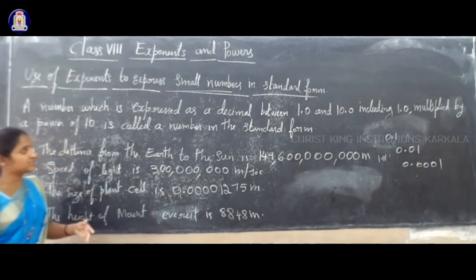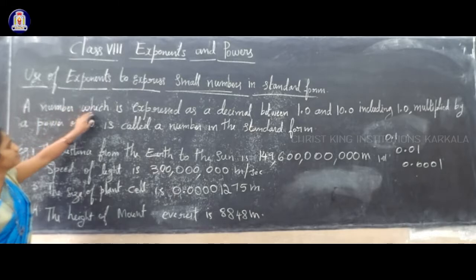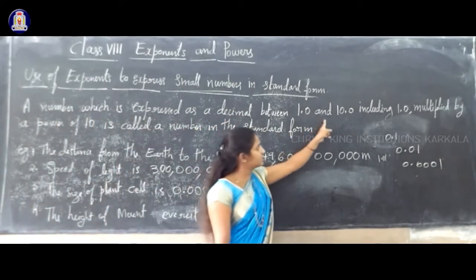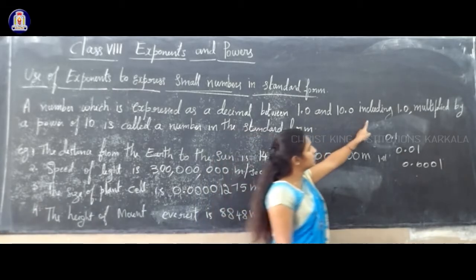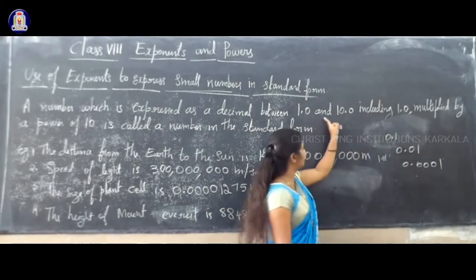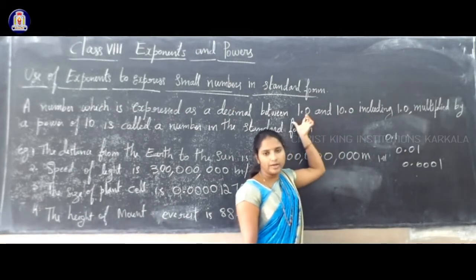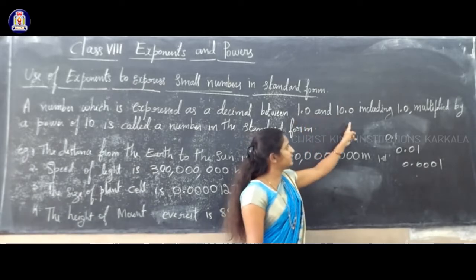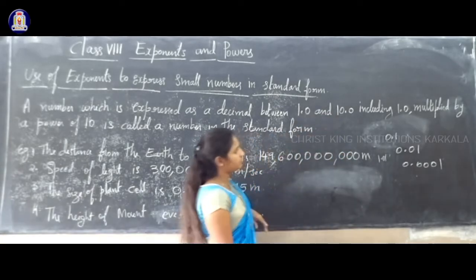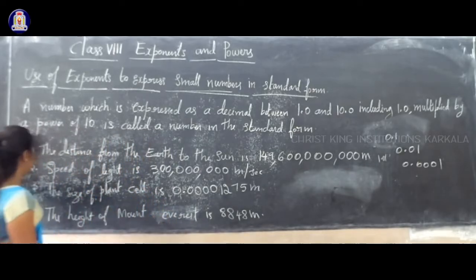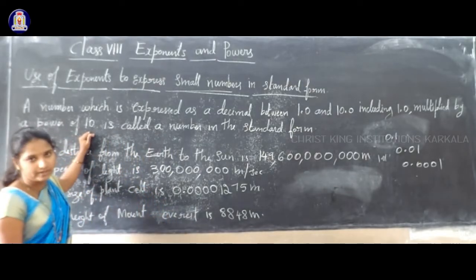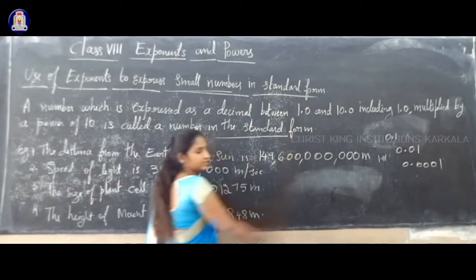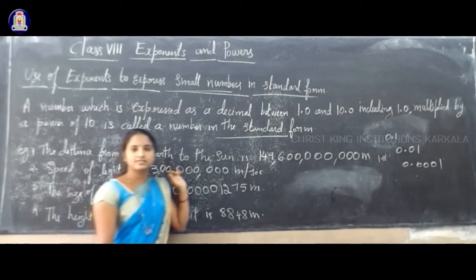Clear? So what is the standard form? It means a number which is expressed as a decimal between 1.0 and 10.0, including 1.0. Between 1.0 and 10.0, where 1.0 means 1 and 10.0 means 10, including 1.0, multiplied by a power of 10. A number like this is called a number in the standard form. Clear?